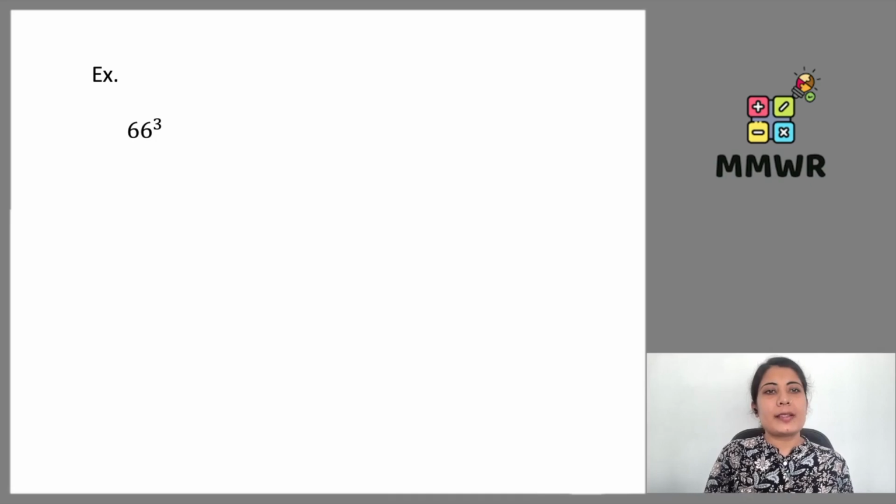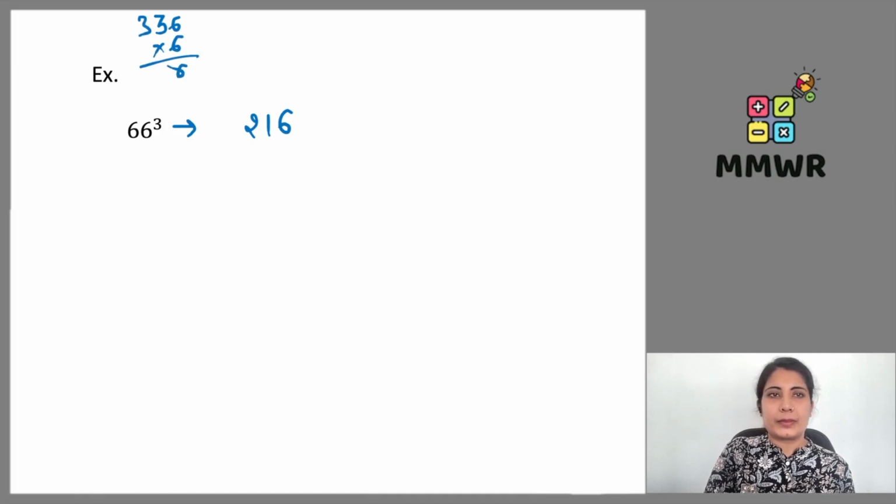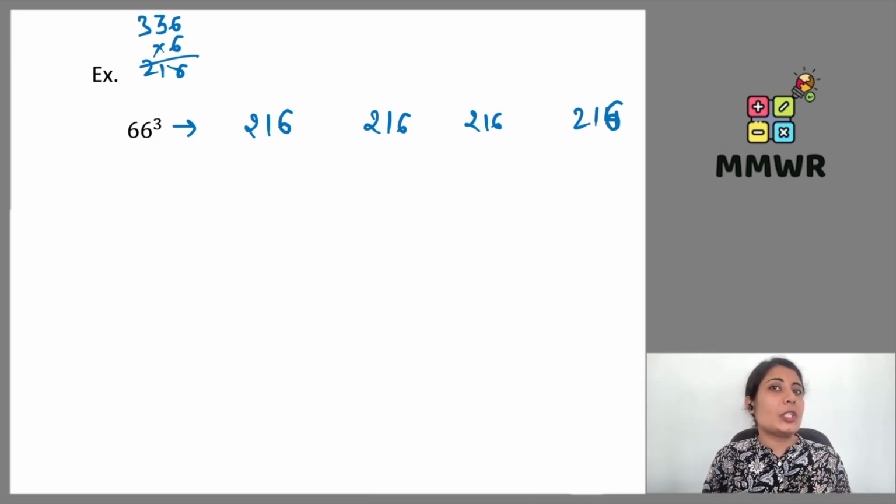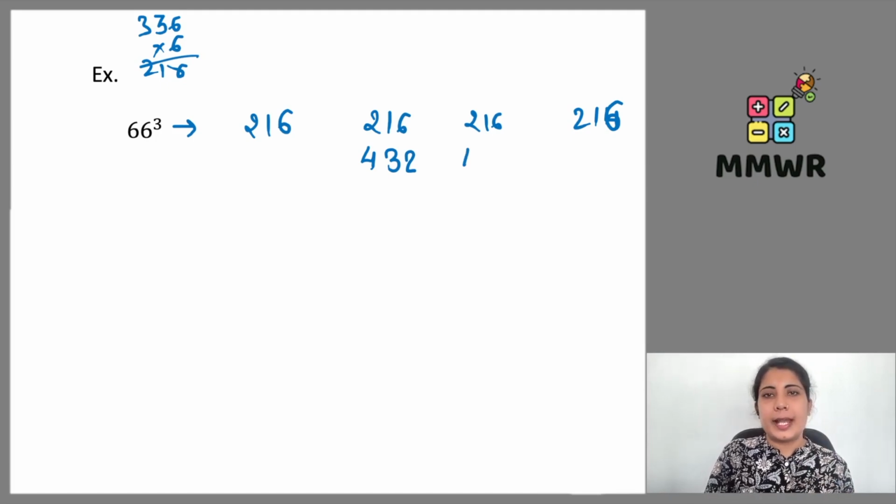Next example which we'll be discussing here, 66 cube. So 6 cube is 6 6 are 36 and 216. Right? 36 multiplied by 6, 216. Everywhere I'll be writing 216, 216. I'll make 4 columns. So sorry, 216. Now I simply have to take twice of 216, which gives me 432. 16 twos are 32, 2 twos are 4. And this is also 432.